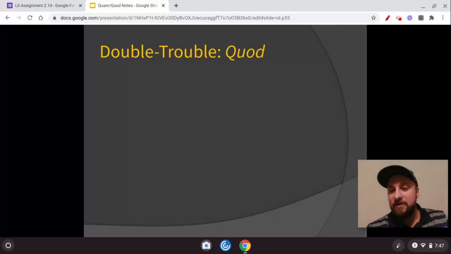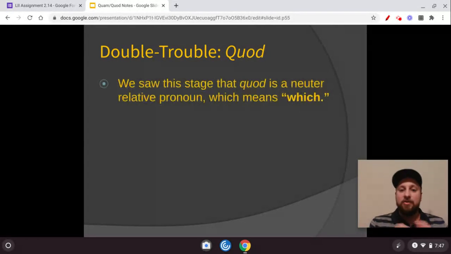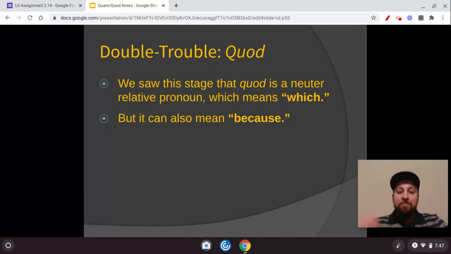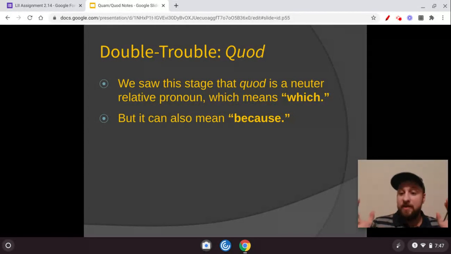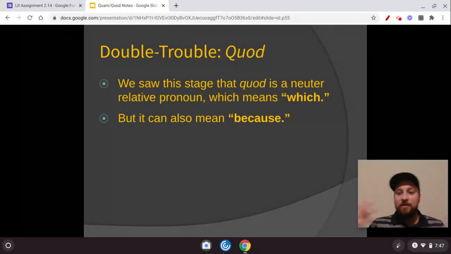All right. We were just introduced to the relative pronoun use of quod, but I say here that it presents double trouble because although we see this stage that it means which, we saw last year, and it was a new vocab word in the middle of Latin 1, that it can also mean because. So both of these are viable translations of quod. So when do you use which one?